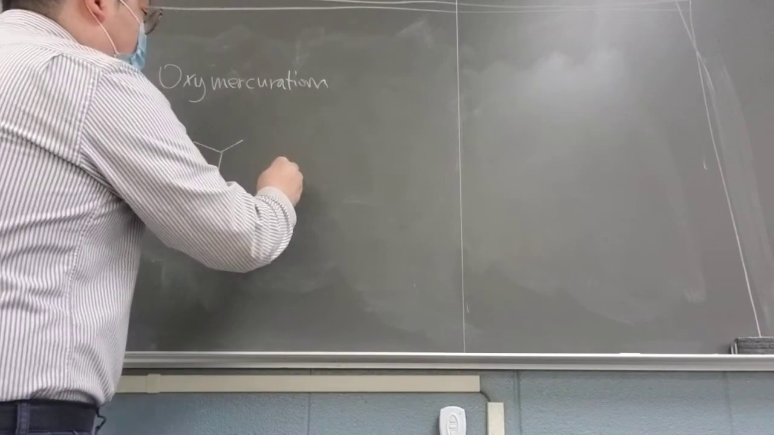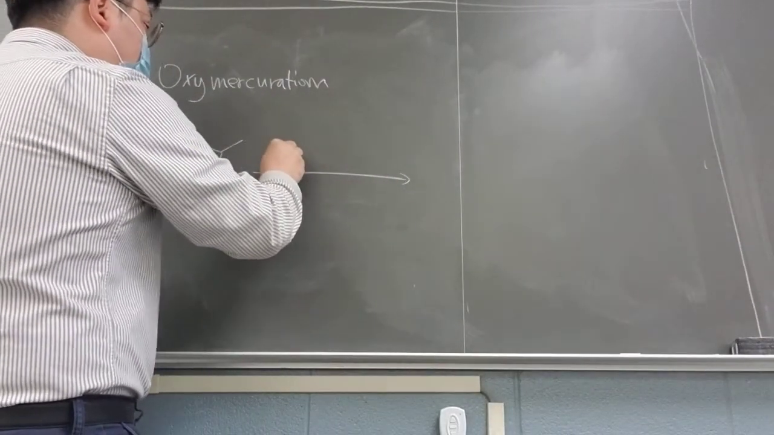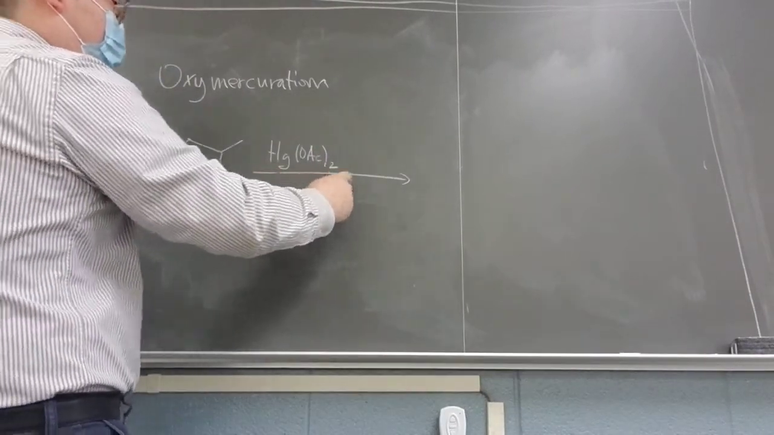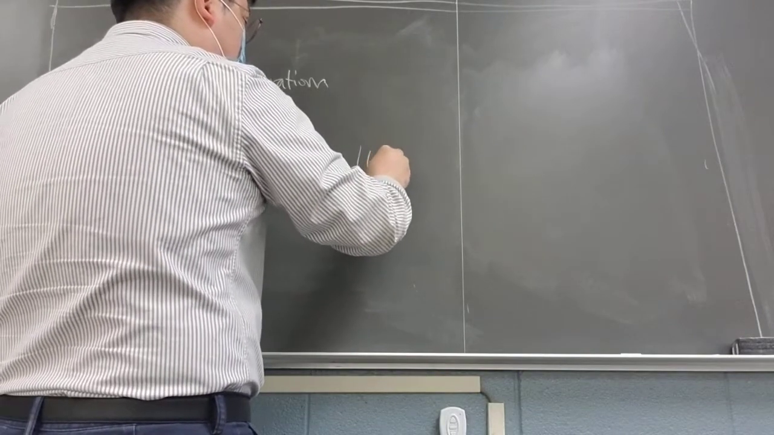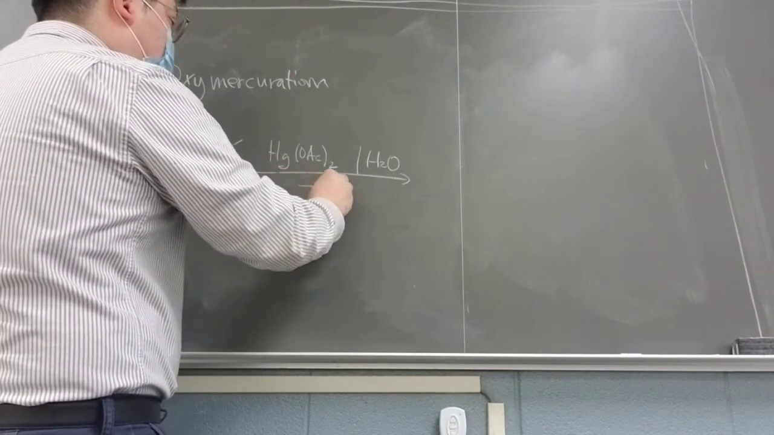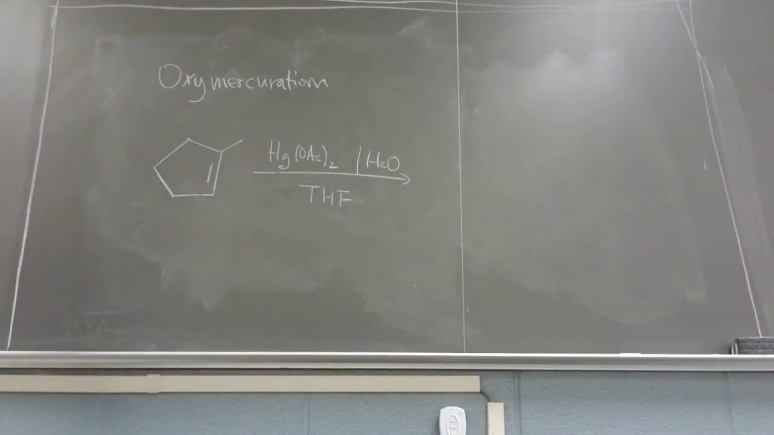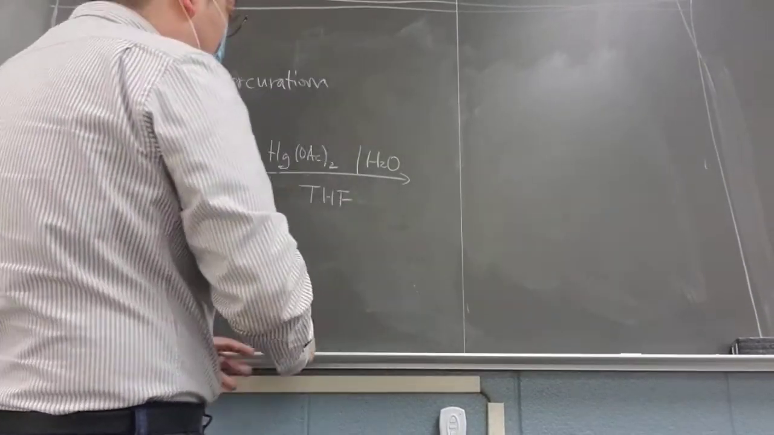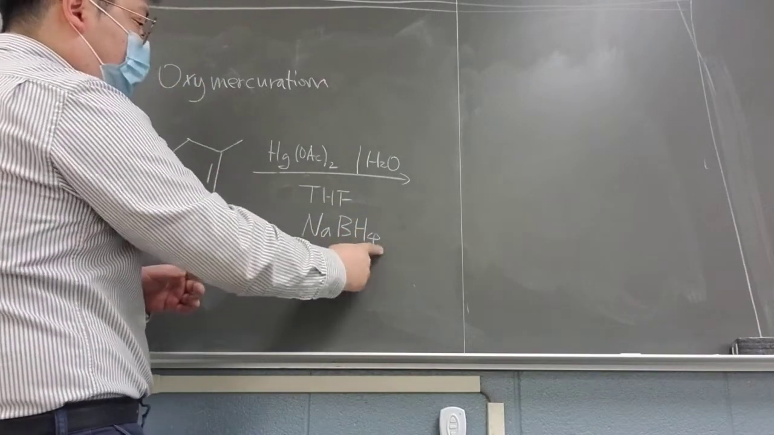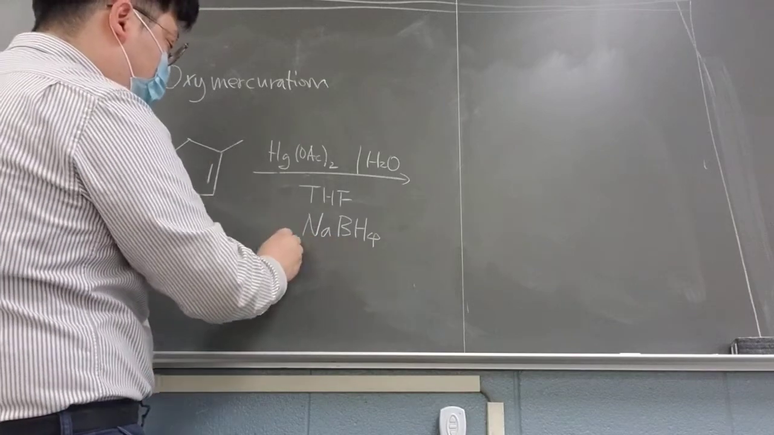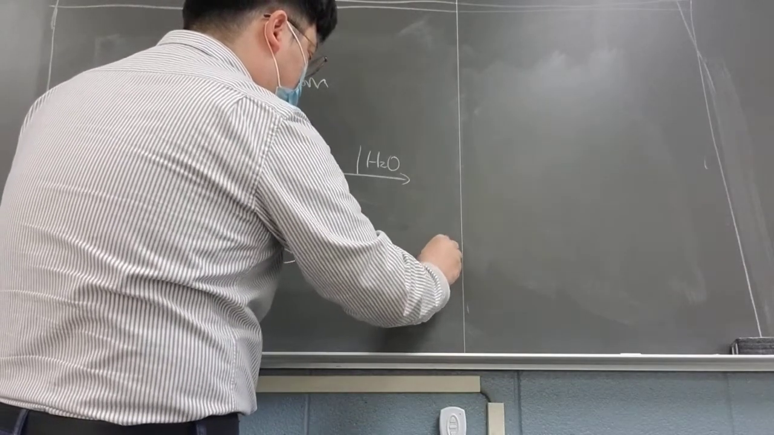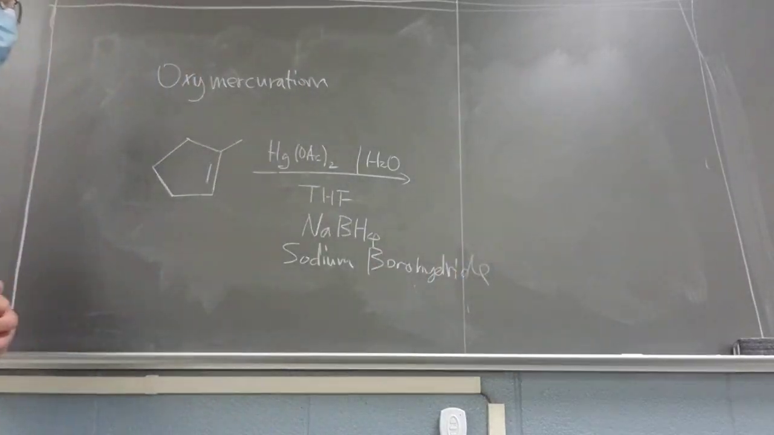Okay. So we're going to use mercury 2 acetate, with water, and then we're actually going to do it in some organic solvent. And later we're going to treat it with sodium borohydride. Okay, so I'm going to explain why it is happening this way.